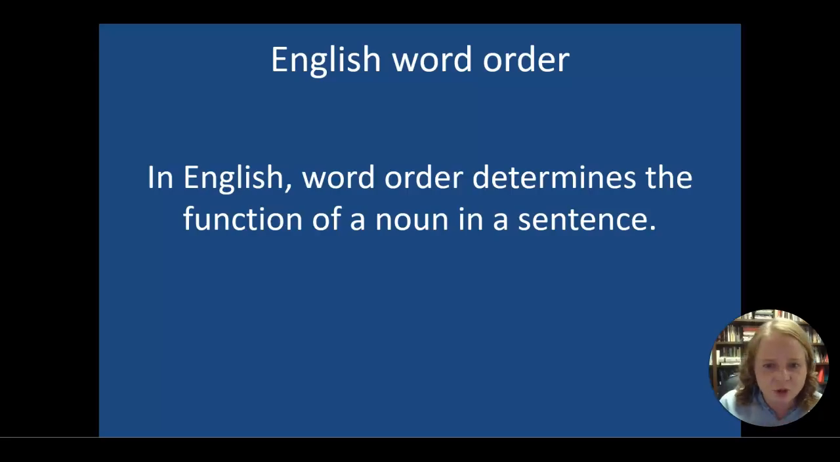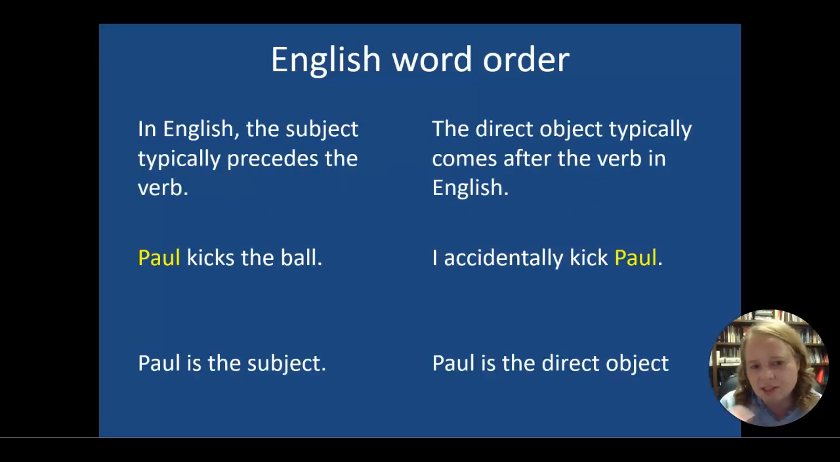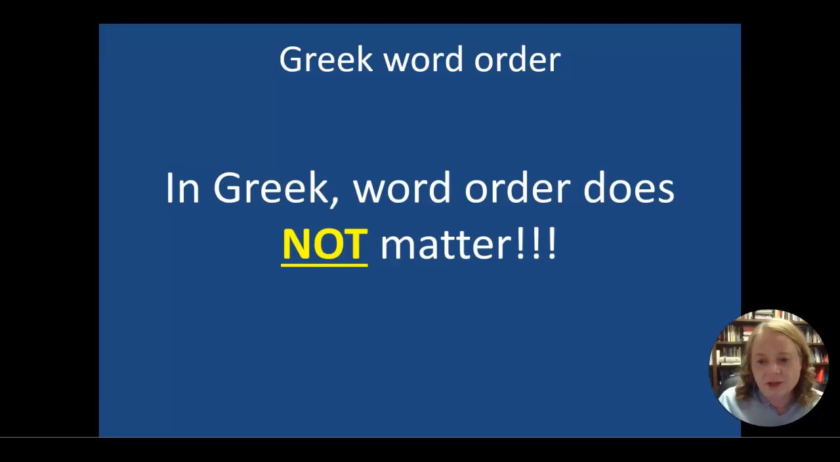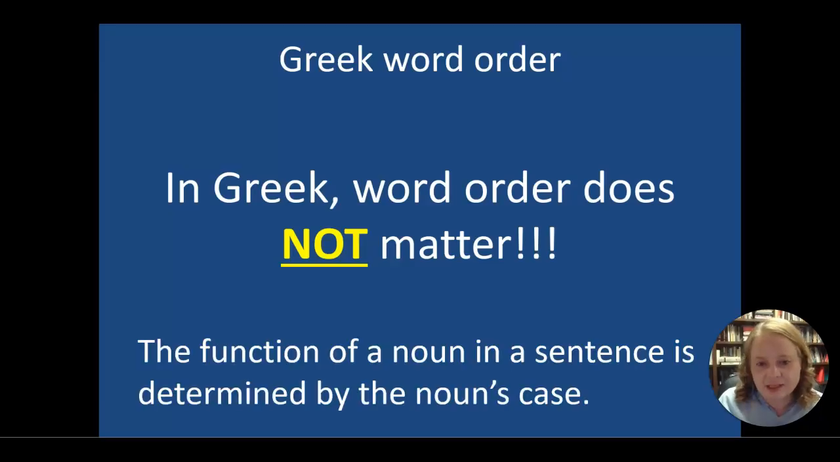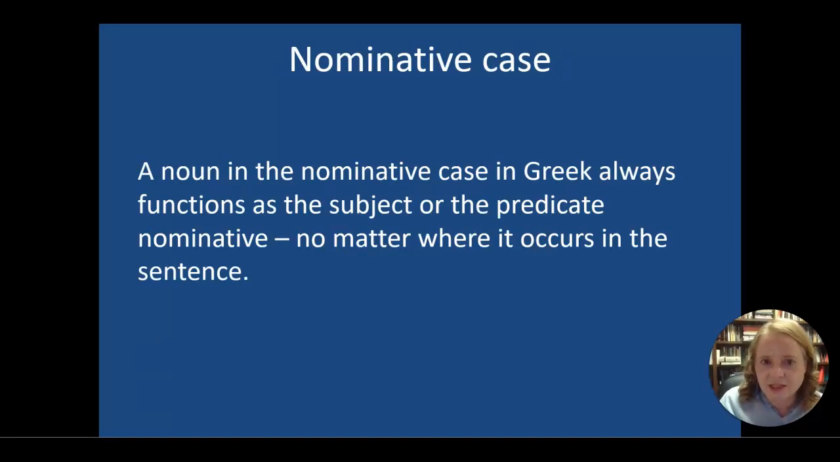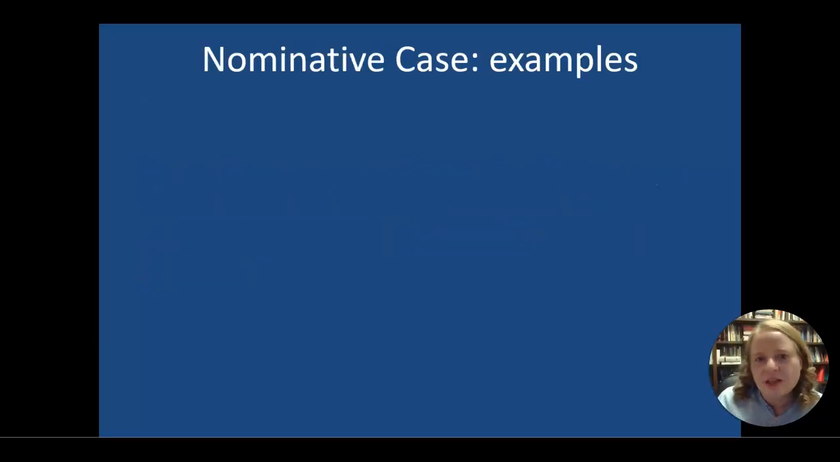Why do you need to learn the cases? Because in English, word order determines the function of a noun in a sentence. And so I know that Paul kicks the ball. Paul is the subject. But if I kick Paul, I'm the subject because I came first. But in Greek, they just don't care about that. The word order does not matter. The function of the noun is determined by the case, no matter where the noun occurs. And so nominatives are the most important case for you to learn because that's the subject. And if you can find the subject, then a lot of other things are going to make sense, especially at first, and you'll get better and better at translating as you go.